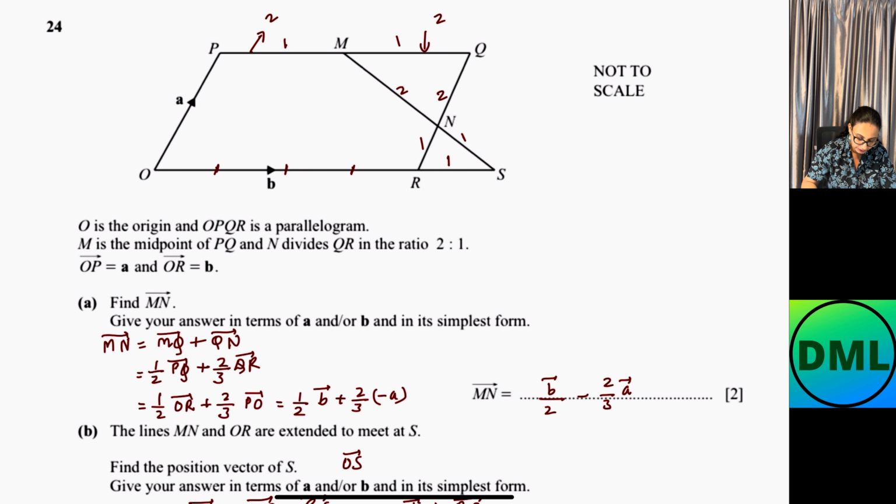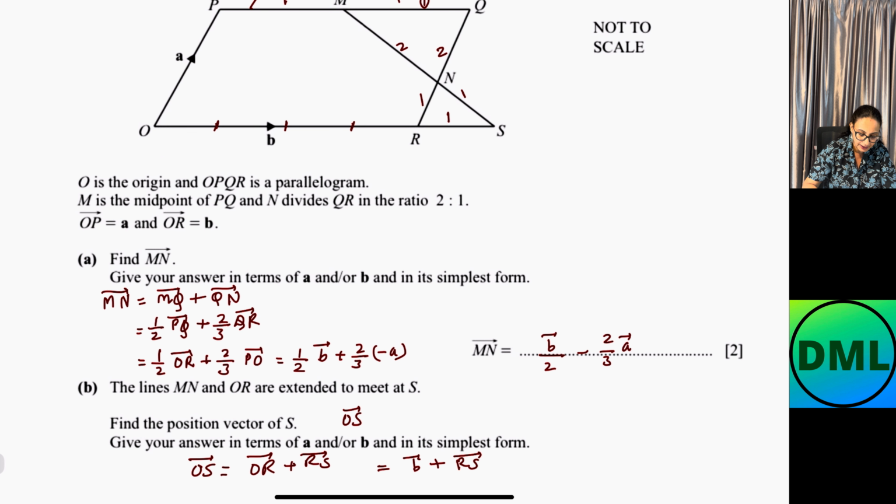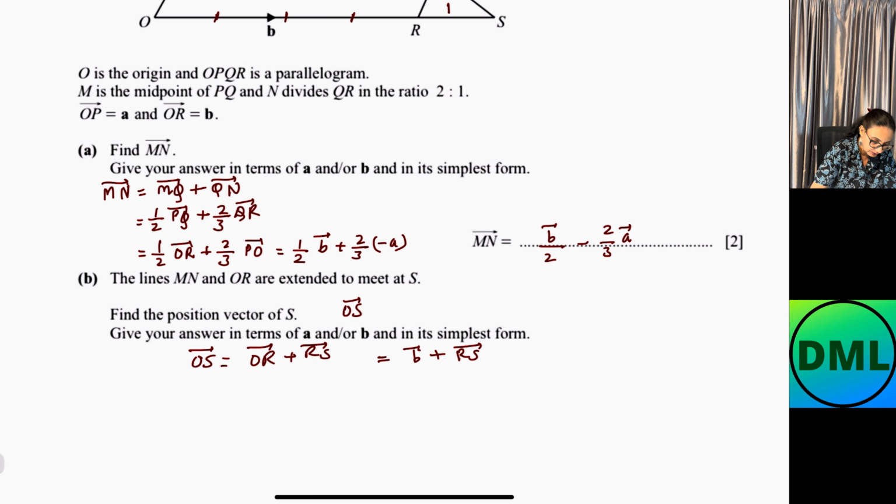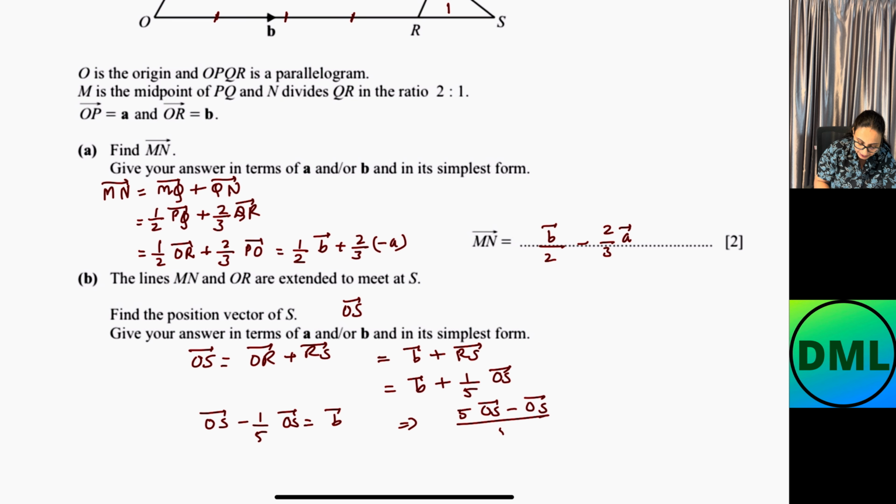If I have to write down the vector RS, I will write it as 1/5 of OS vector. Let's write down the vector here. This will be written as vector B plus 1/5 of OS vector. Left hand side and right hand side both is OS. I will combine OS. OS minus 1/5 of OS will be equal to vector B. This shows you that 5 OS minus OS, divided by 5, is equal to vector B. This will be given as 5 minus 1 is 4 OS over 5 is equal to vector B.